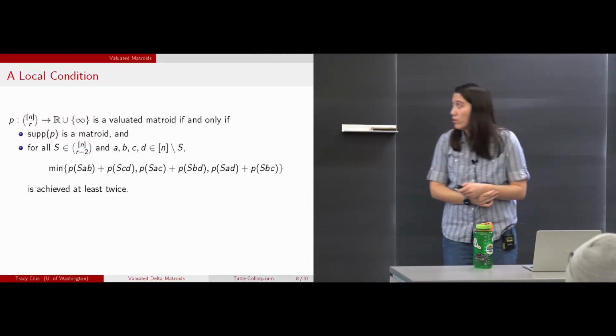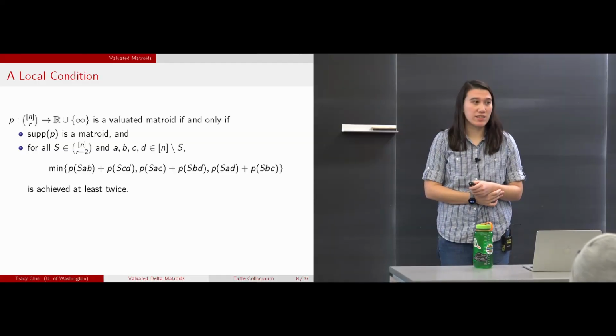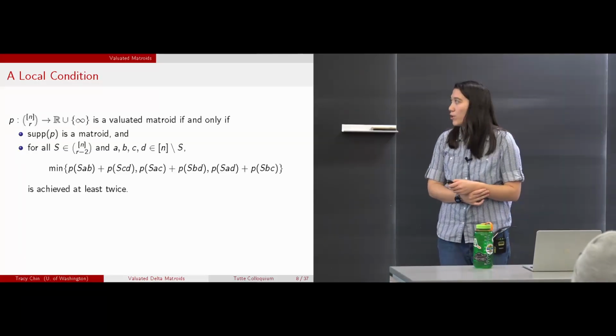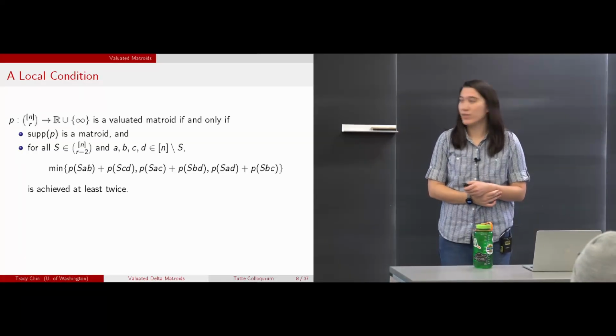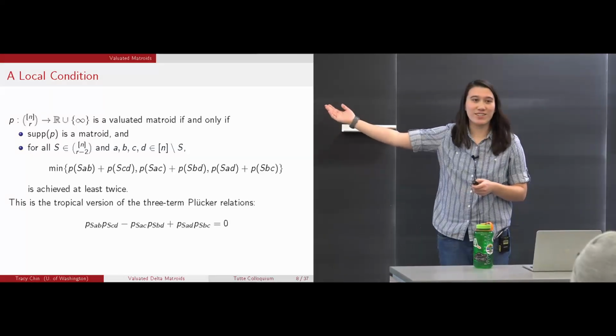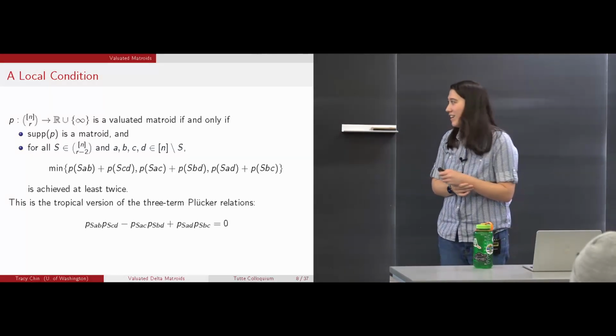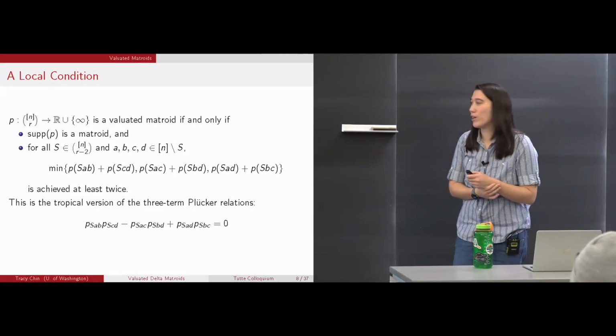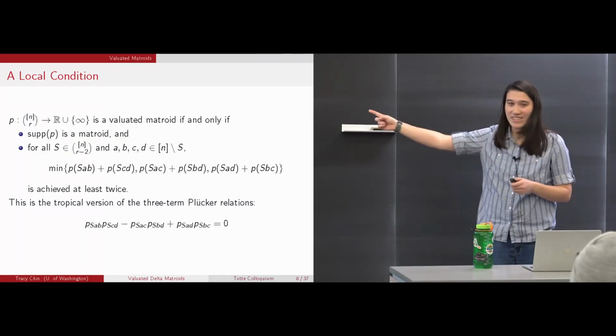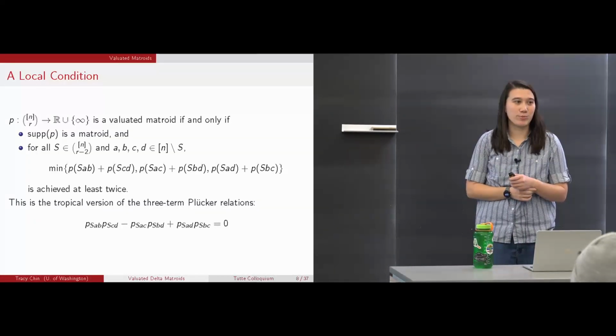Now, some of you may be looking at this condition. If you are appropriately Grassmannian pilled, you might say, wow, that sure does look like the Plücker relations. And it turns out that those of you who are Grassmannian pilled are correct. This is the tropical version of the three-term Plücker relations.